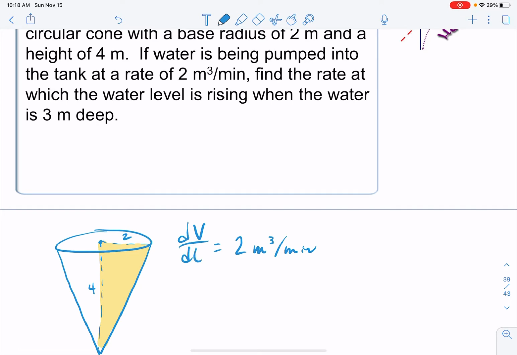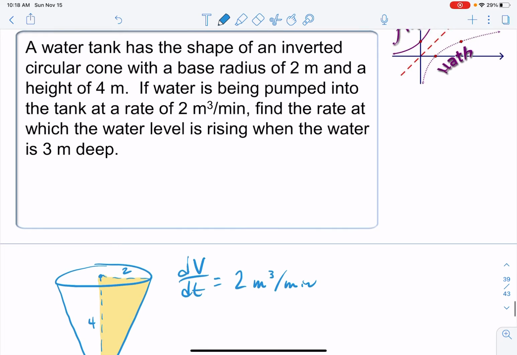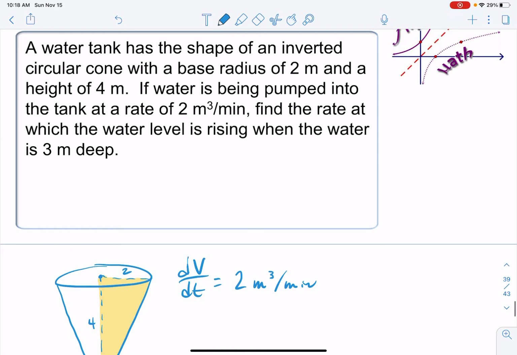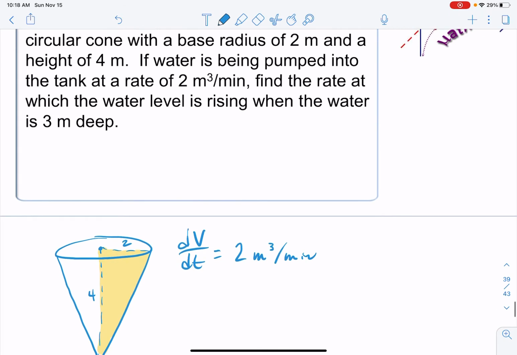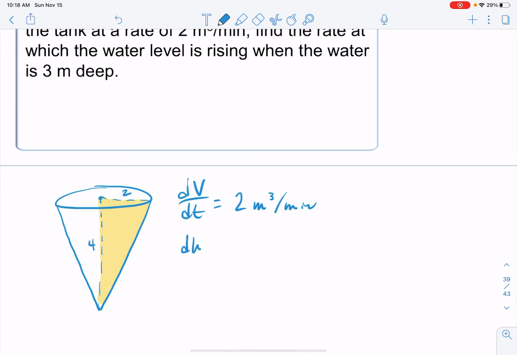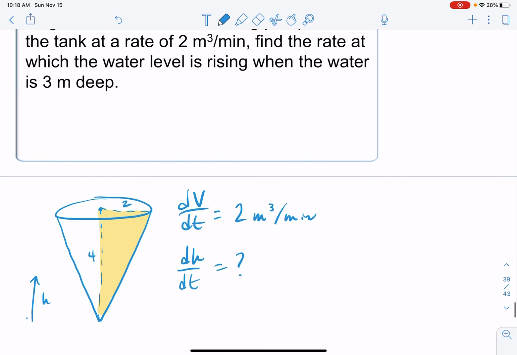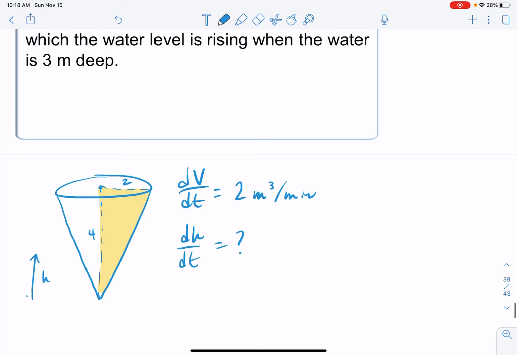Good thing I have you guys here to point these things out to me. Find the rate at which the water level is rising. dH/dt, right? This thing. We'll say that we have the water level that's rising here. That's going to be our height. dH/dt is equal to a big fat question mark. Okay, and when the water is 3 meters deep, so H is equal to 3.